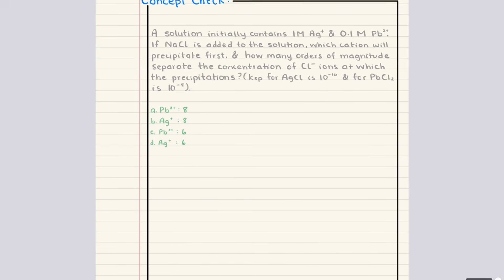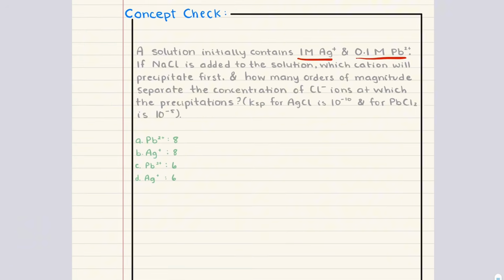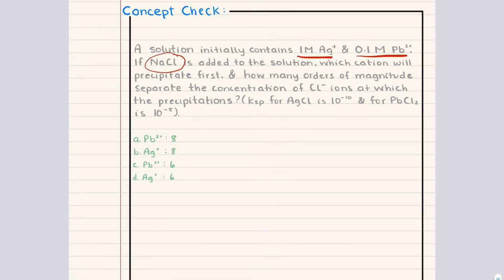Of course, to solidify this understanding of selective precipitation, let's solve a practice problem together. So this one says a solution initially contains 1 molar silver ions and 0.1 molar lead ions. If sodium chloride is added to the solution, which cation is going to precipitate first, and how many orders of magnitude separate the concentration of chloride ions at which the precipitations start? KSP for silver chloride is 10 to the negative 10, and for lead chloride, it's 10 to the negative 5.